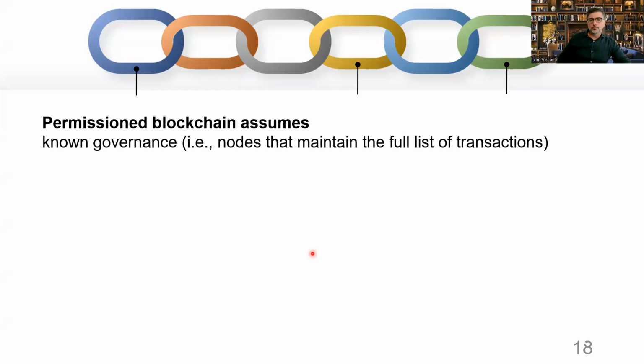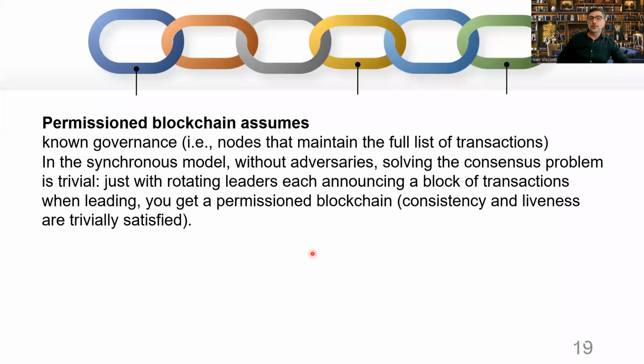So we reached at least an intuition about what a permissioned blockchain is. There is a known governance, and there are nodes that are well identified that maintain the full list of transactions. How do we construct it? Okay, this is the next step.